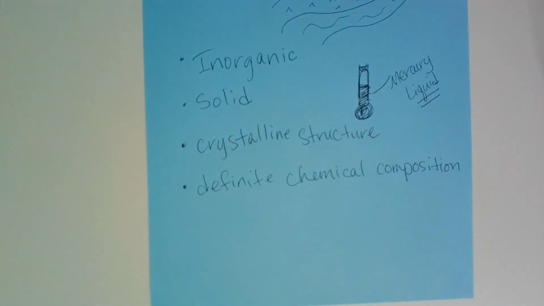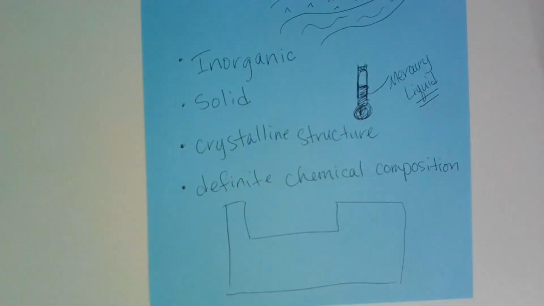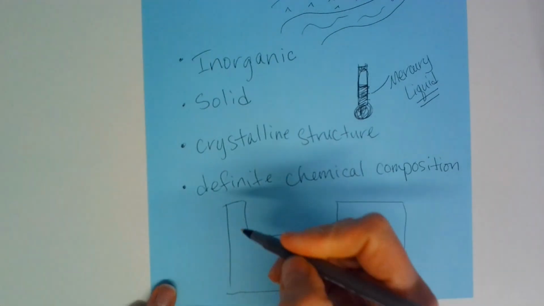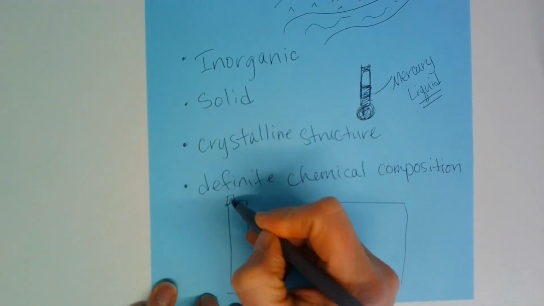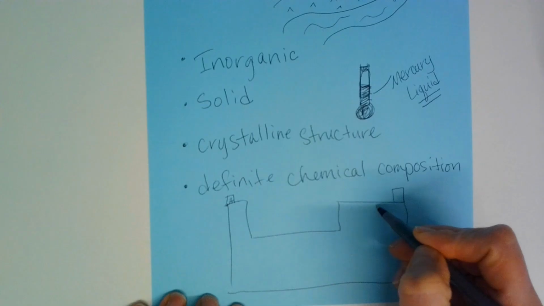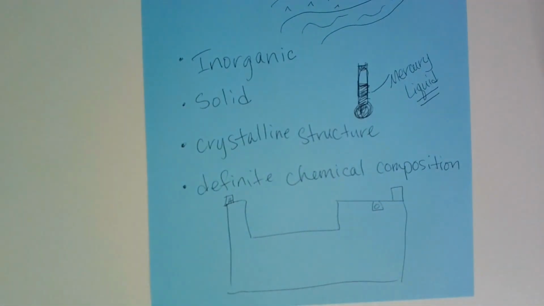How do you know if it has a definite chemical composition? This is an example of the periodic table, just an estimate of the periodic table. So far, we've talked about ice. So ice is made out of hydrogen and oxygen. Oh, I forgot these guys. The chemical composition of water is 2 hydrogens and 1 oxygen, H2O.